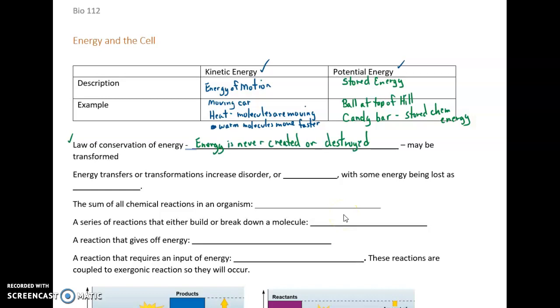Now, energy can be transformed. We can take the candy bar and eat it and use that energy then to pedal the bike. But there's always a trade-off, and you never create energy. The energy always has to come from somewhere. So energy transformations will increase disorder, or the fancy word for this is entropy. And some of the energy with each transformation is lost as heat. So every time you transfer energy form A to energy form B, you lose some heat and you increase disorder.